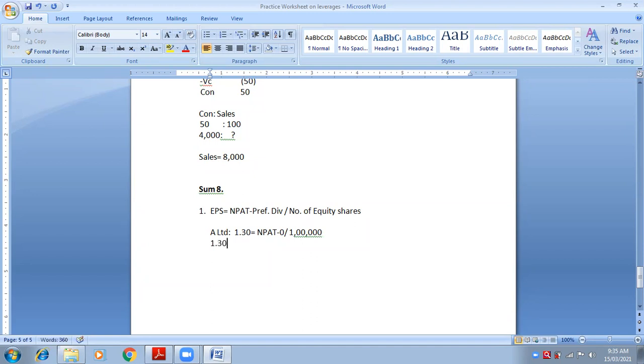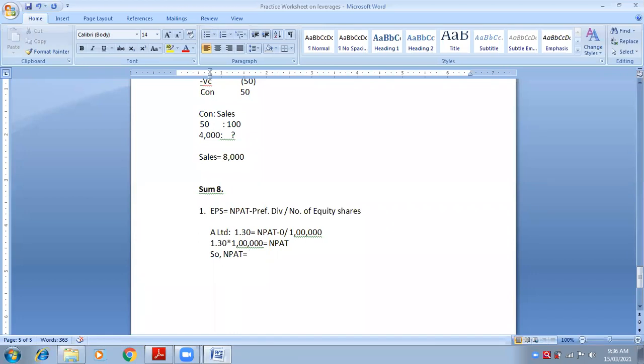1.30. This divide by 1 lakh will go to the opposite side of the equals to sign, so it will be converted into multiplication. So we will write 1.30 into 1 lakh is equal to net profit after tax. Now minus 0, there is no need to write it down, there is no value of 0. So net profit after tax is equal to 1 lakh into 1.30.